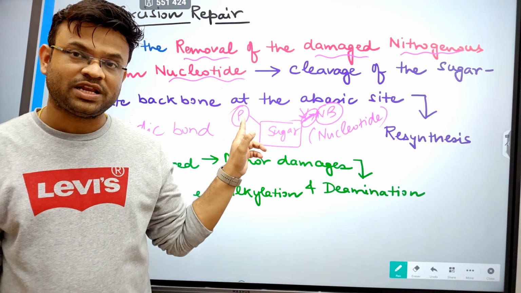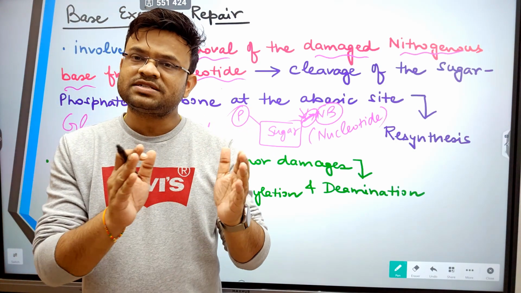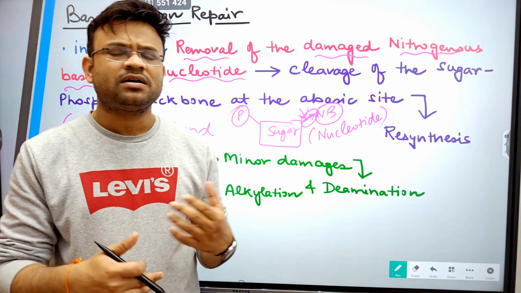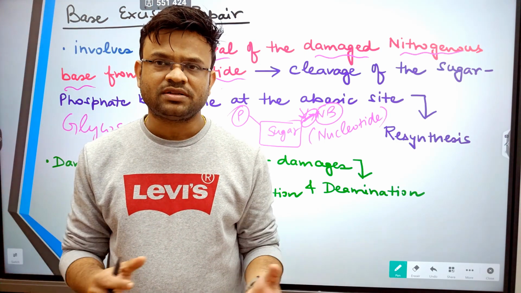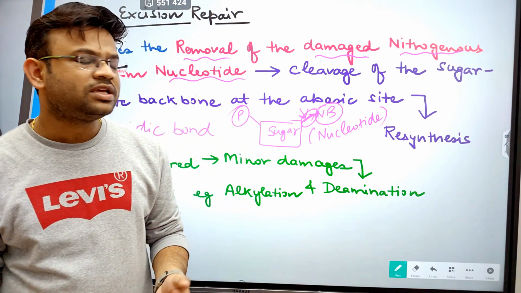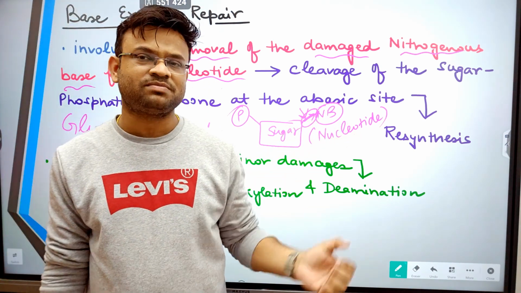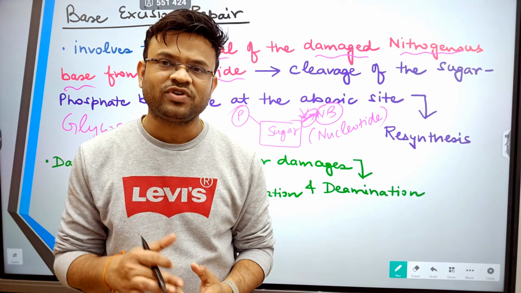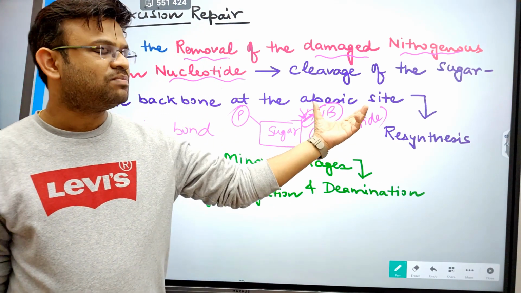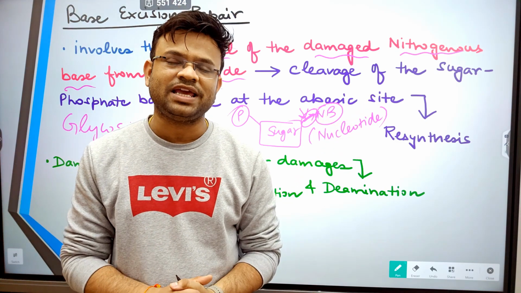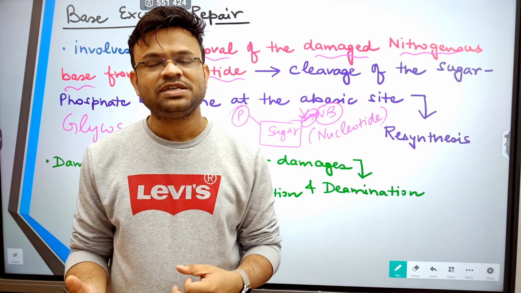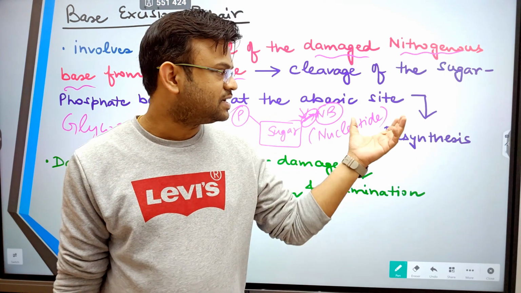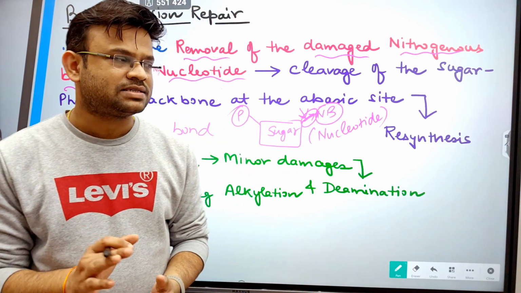Sugar and phosphate will be left. Remember, the phosphodiester bond is still present because the sugar and phosphate have not been changed. They are not modified. The only thing that has been removed is the nitrogenous base. So the site from where the nitrogenous base has been removed is called an abasic site. A means removed, base means the base from that particular site has been removed. That is why it is called an abasic site.